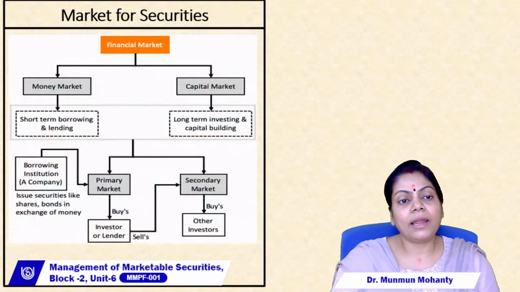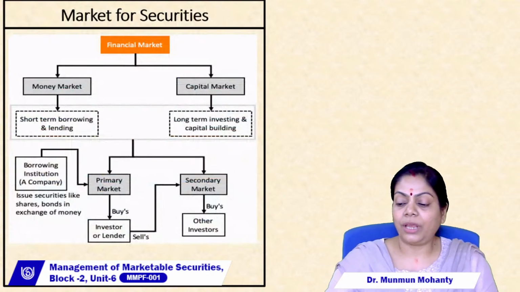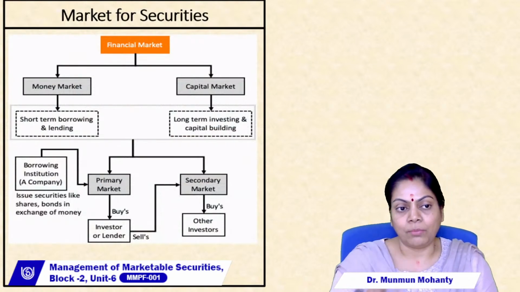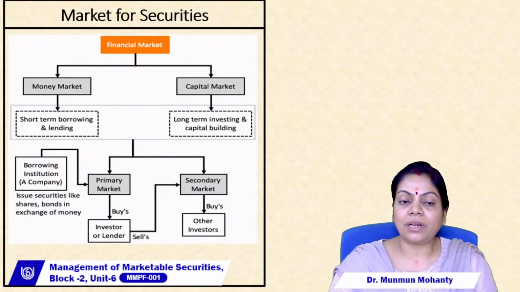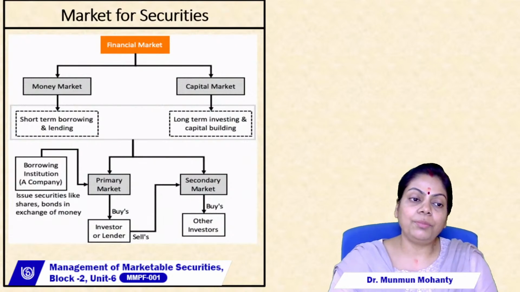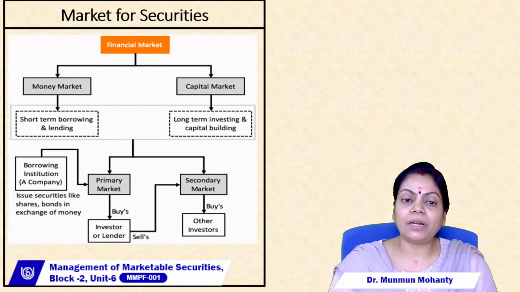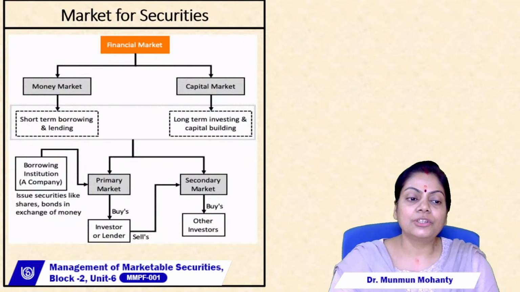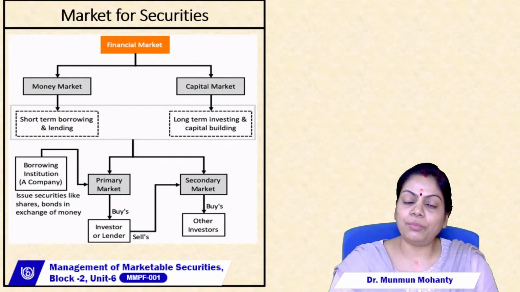Again, if you look at the way the borrowers approach the financial market, you have the money market and the capital market, which we just discussed. The money market is a short-term borrowing and lending market, and the capital market is for long-term investment and capital building. So the borrowing institution first goes to the primary market.